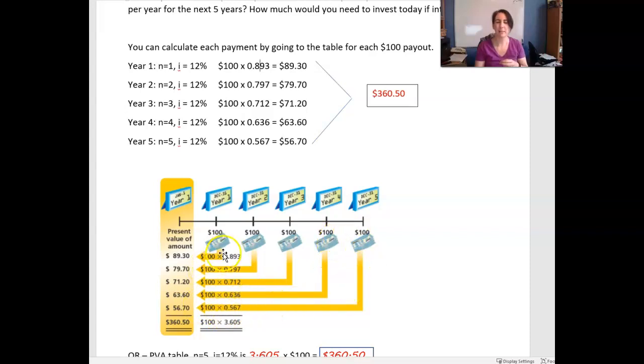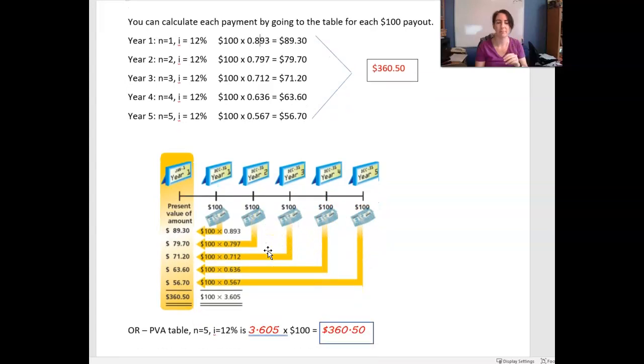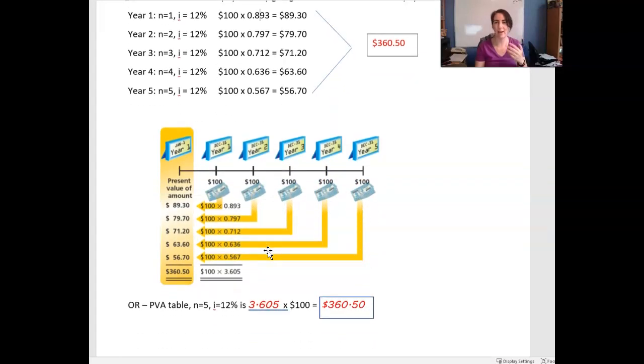So the idea is I'm bringing all of these future values, a year from now, 2 years from now, 3 years from now, 4 years from now, 5 years from now, back to today's dollars. So the present value of the annuity is $360.50. What that tells me is if I put away $360.50 today, I will have the money to pull out $100 every year for the next 5 years. Okay, and like I said, you can see how that can easily factor into retirement planning.